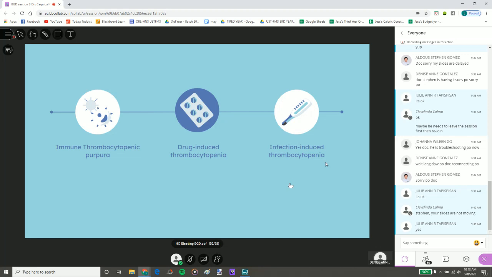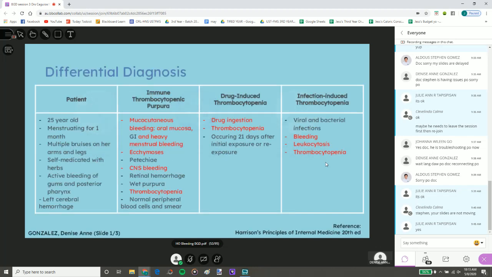So for our differential diagnosis, we are considering immune thrombocytopenic purpura or ITP, drug-induced thrombocytopenia, and infection-induced thrombocytopenia. So the ones in red font are the characteristics which are present in our patient.